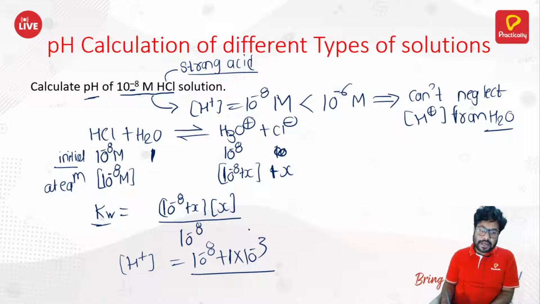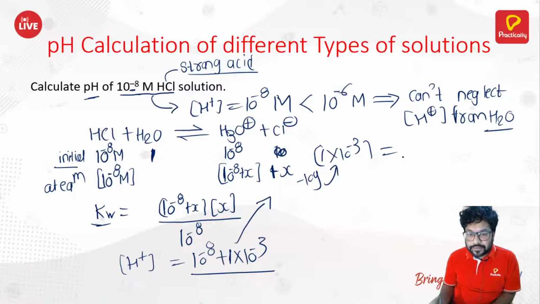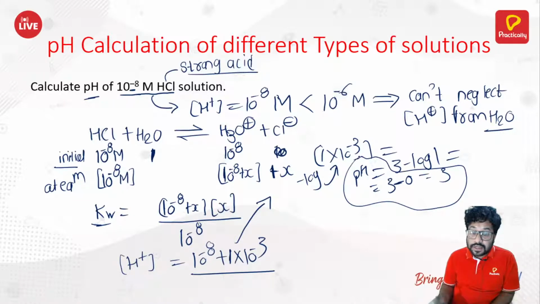Again 10 raised to minus 8 is a very, very small number. So 10 raised to minus 3, you can consider this as the H plus ion concentration. Now whenever you take the negative logarithm of this concentration, what do we get? Negative logarithm of H plus ion concentration gives you pH is equal to 3 minus log 1. What is log 1? Log 1 is actually 0. So 3 minus 0, so pH basically is equal to 3.